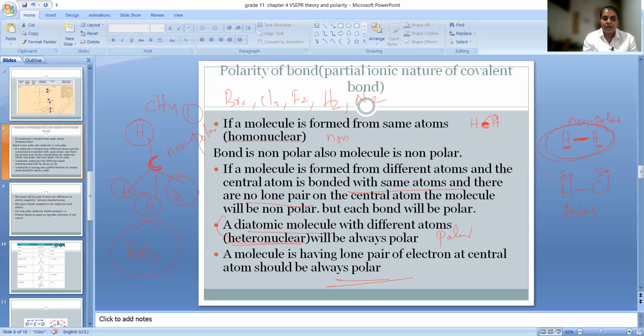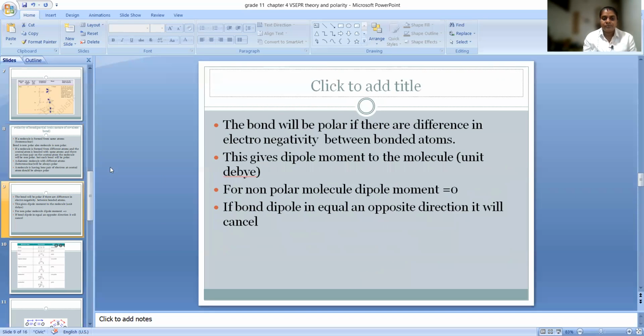Now, a bond will be polar if there is a difference in electronegativity between the bonded atoms. We already discussed the HCl case, right? In the case of HCl, this bond is polar because there is a difference in electronegativity. If there is a difference in electronegativity, that will give a dipole moment to the molecule, because there is charge separation between them: two equal and opposite charges separated by a small distance, right? So it will give a dipole moment. The unit of dipole moment is the debye, so there will be a dipole moment between these atoms.